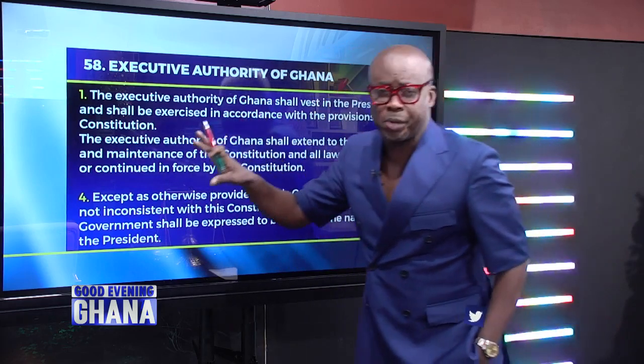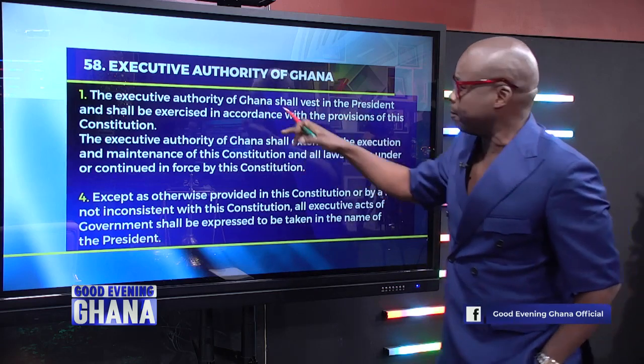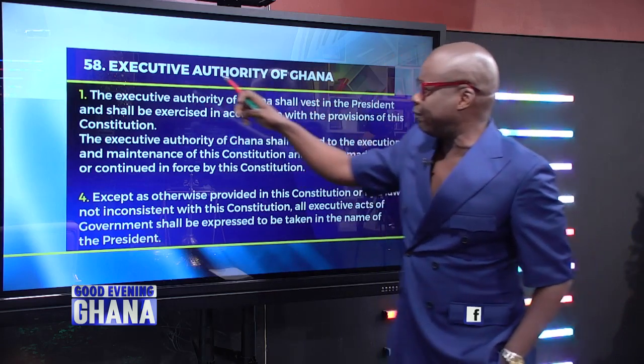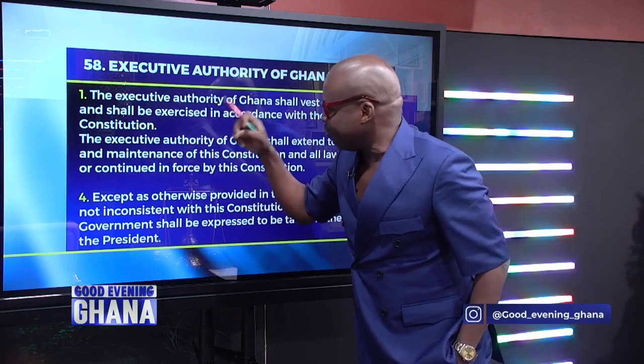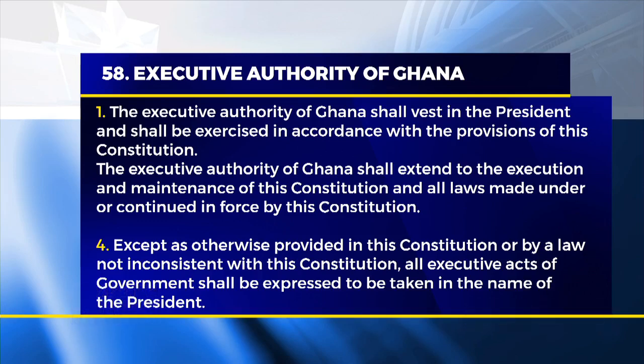So the revolutionaries gave us these clauses in the 1992 Constitution. Now, listen to this. Executive Authority of Ghana, it's in Article 58. It says, the Executive Authority of Ghana, that is the entire executive authority in this country of Ghana, shall vest in the President and shall be exercised in accordance with the provisions of this Constitution. The executive authority of Ghana shall extend to the execution and maintenance of this constitution and all laws made under or continued in force by this constitution.